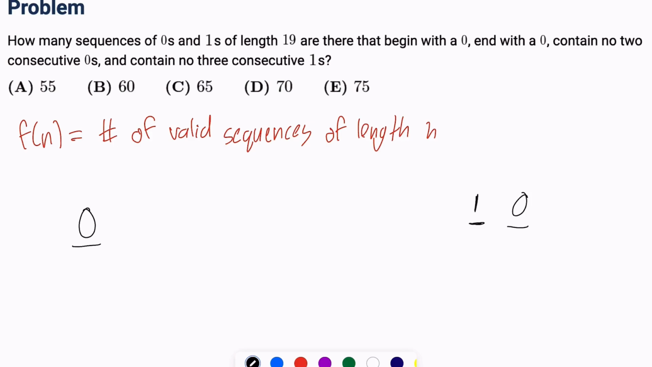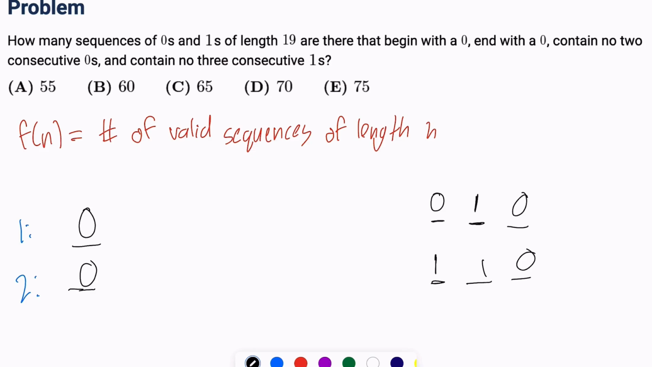0. Now we have 2 cases, so we can write case 1 right here and case 2 right here. The cases will regard the third to last digit. So case 1 will make the third to last digit 0, and case 2 will make the third to last digit 1.